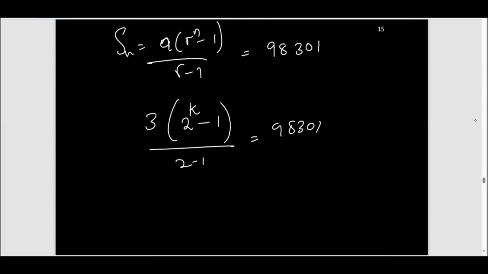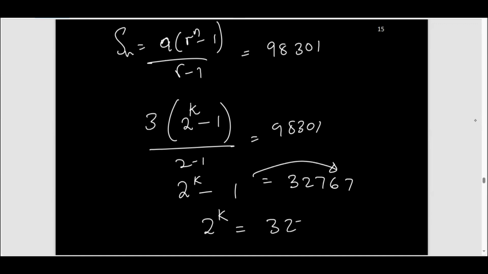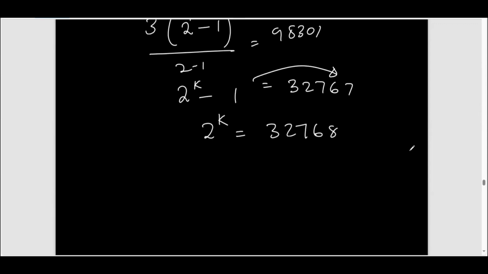So we're just going to divide both sides by 3. That's 98,301 divided by 3, which gives me 32767 is equal to 2 to the exponent of k minus 1. Let's move the 1 that side. 2 to the k is going to be 32768.